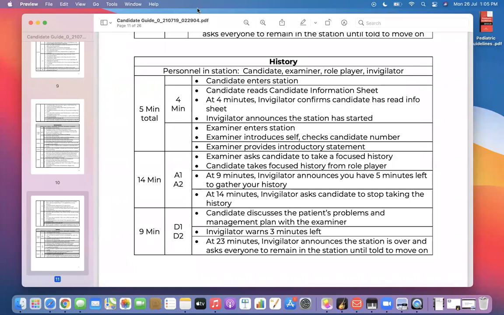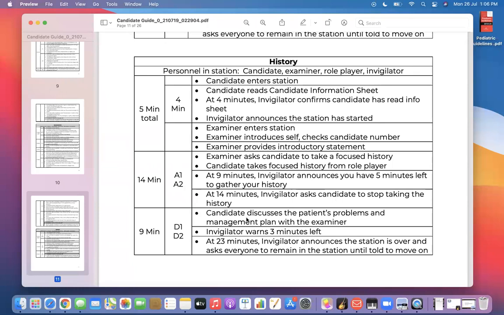So all these things will go for 5 minutes. Then the total time for history taking for you is 14 minutes. The examiner asks the candidate to take a focused history. The candidate takes a focused history from the role player. At 9 minutes, the invigilator announces that you have 5 minutes left. So we will divide it into a 9 minute and 5 minute session to gather your history. At 14 minutes, the invigilator asks candidates to stop taking the history.